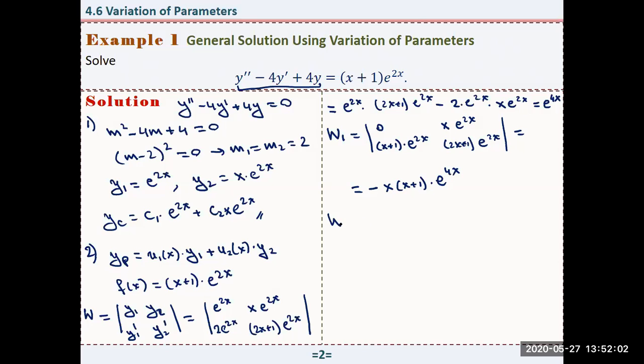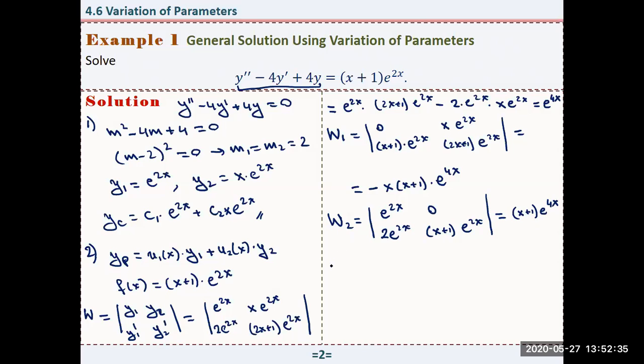In a similar way, we can evaluate W sub 2. That is, the first column is this, that is e to the power 2x. So here we have 2 times e to the power 2x. The second column, here we have 0 and f of x. And f of x is x plus 1 times e to the power 2x. So if you evaluate this, it is equal to 0, so here we have x plus 1, right, times e to the power 4x.